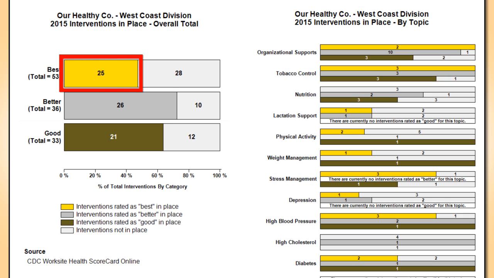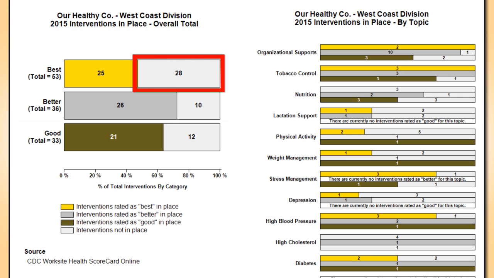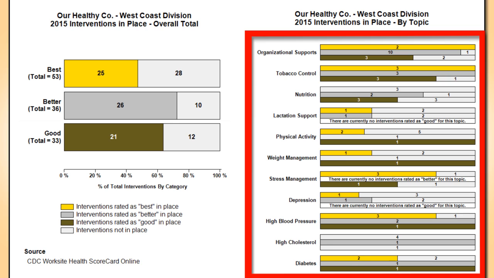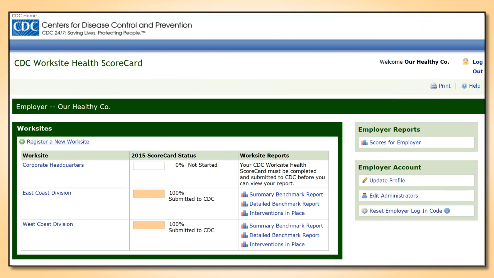The colored area indicates the number of interventions in place. The lightly gray shaded area indicates the number of strategies that are not currently in place or the number of questions that were answered no. The chart on the right is a breakdown of good, better, and best interventions by topic. For accounts with multiple worksites, employer administrators like Jane B. Well can access the Scores for Employers report to view side-by-side comparisons of multiple worksites in their account.